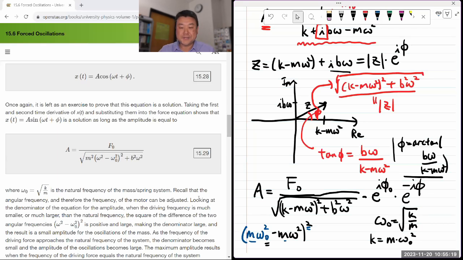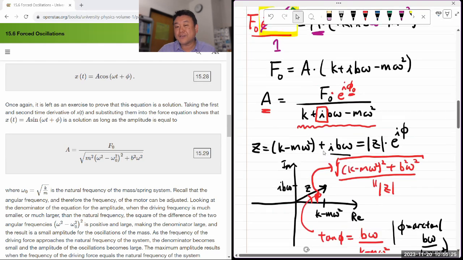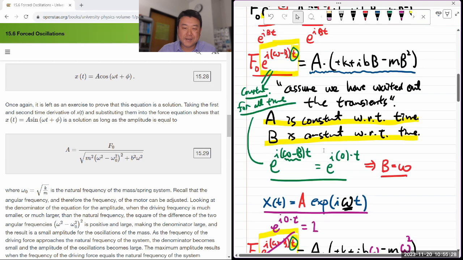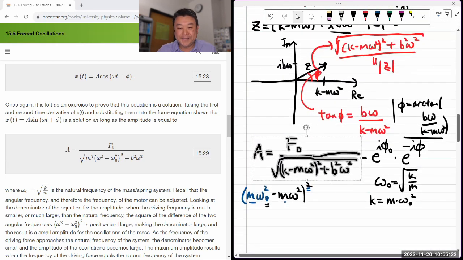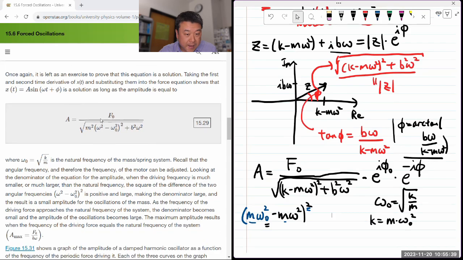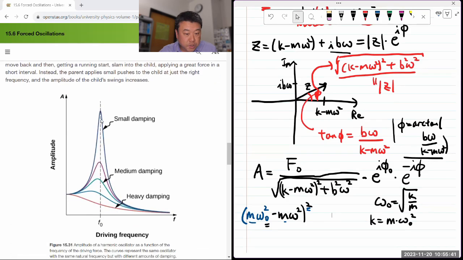So, we got the formula for the amplitude, and it didn't take a lot of algebra. It didn't take a lot of calculus. It took, okay, I guess a page of algebra, but it's a small page of algebra. And I think your textbook never gave the phase shift.